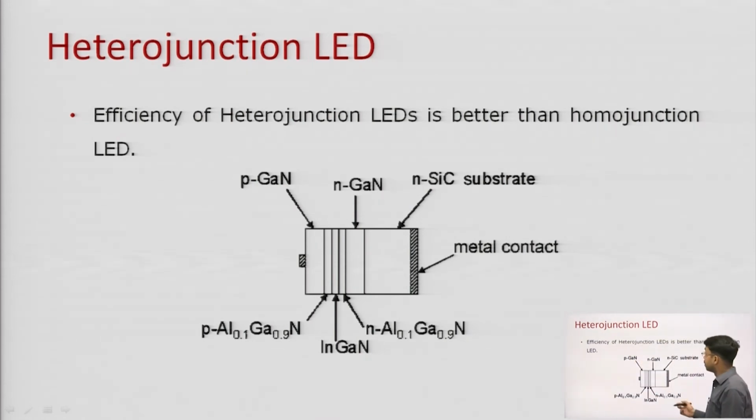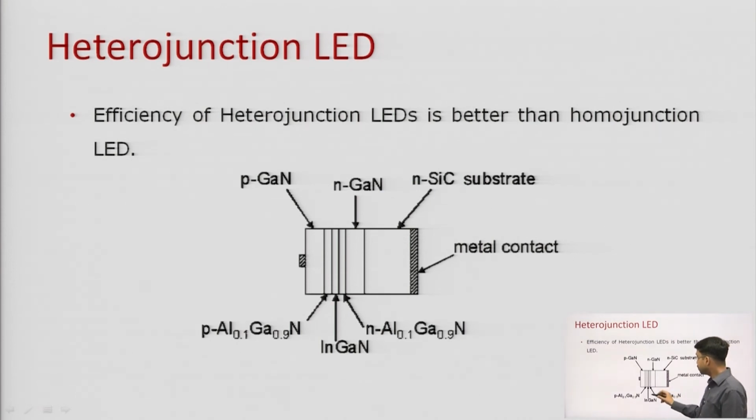Next, till now we have discussed LEDs that are homojunction. Now what is a homojunction and heterojunction? You already know. If a PN junction is formed using the same material, then it is called homojunction, but if the material is different, then it is called heterojunction. For example, you can see here the efficiency of heterojunction LEDs is better than homojunction.